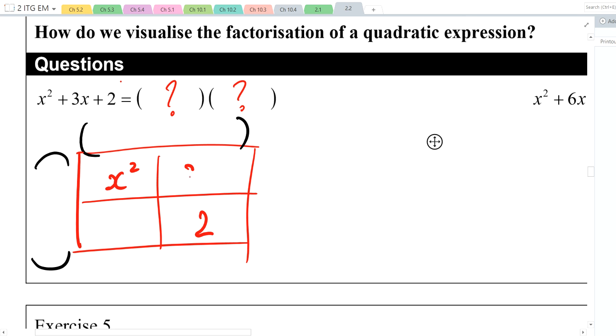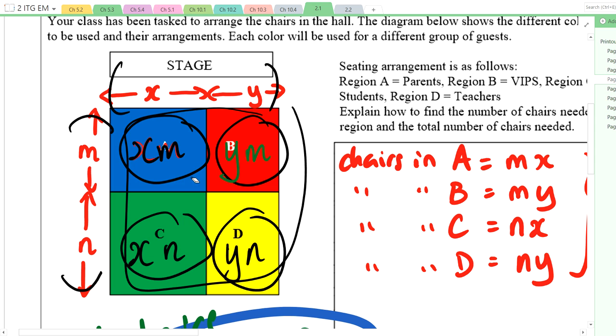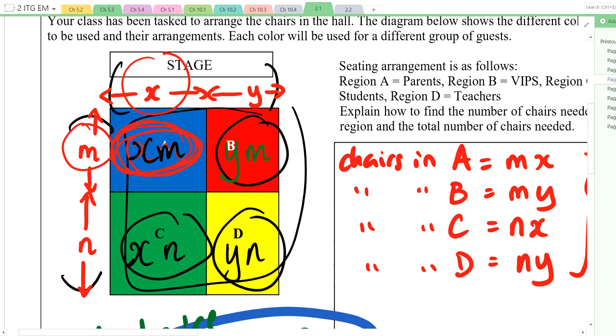Okay, let's just put it as 2x and x first. Let's say this is what we have. This is one possibility. What do you think goes into the blank over here? X, and over here what will it be? Remember our 2.1? This box over here. If I want an xm, how did I get an xm? I look at x over here and m over here, isn't it? So x times m must give me xm.